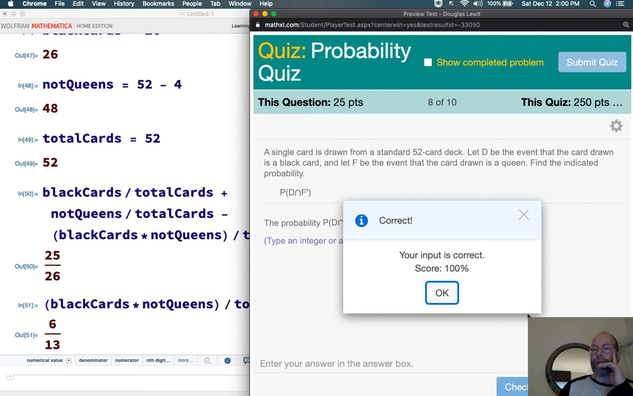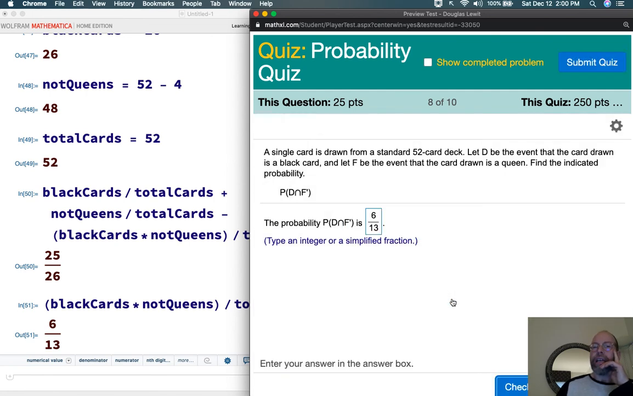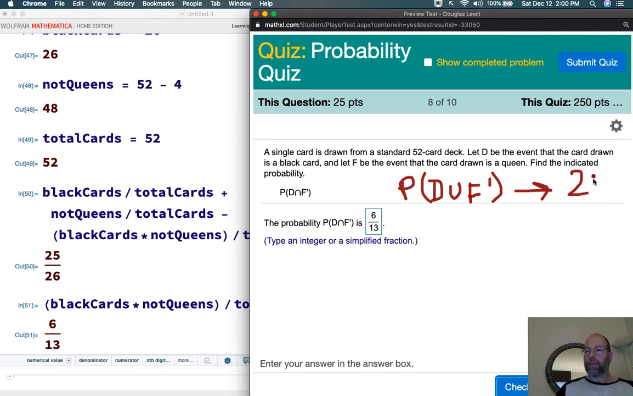Yeah, your input is correct. Score 100%. So if the problem was written like this, the probability of D or F prime, then the answer would be 25 over 26. But this is not what the problem is looking for. The problem is looking for the probability of D and not F, or D and F prime.